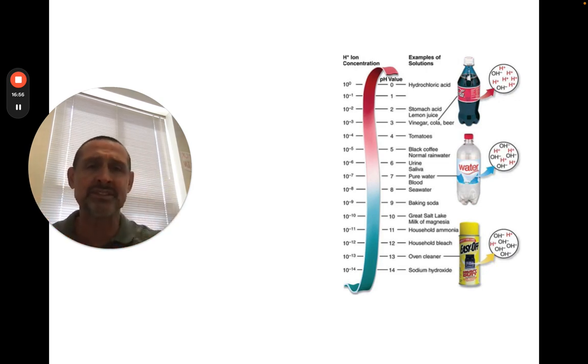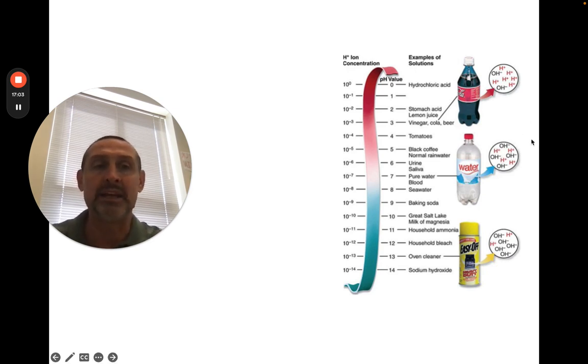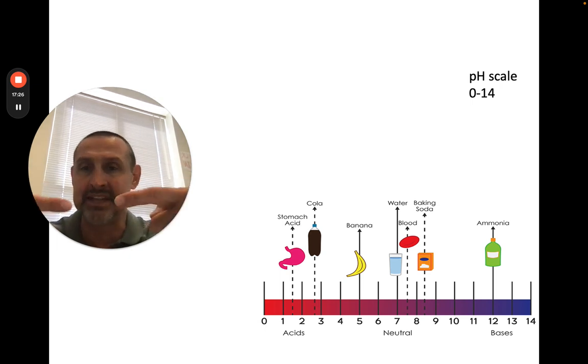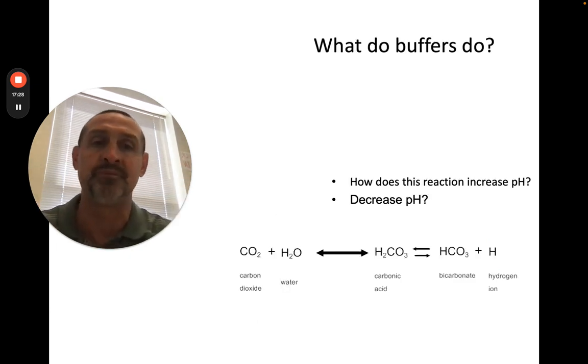Here's an example of some things that you would find on the pH scale. Notice again that water right in the middle has an equal number of hydrogen ions as it does OH ions. So you'll notice some things like soda, very strong acid. Bananas are a weaker acid, so it gets weaker as you get closer to the 7. Ammonia is a very strong base, but baking soda is a weak base because as it gets closer to the 7, it gets weaker, more neutral.